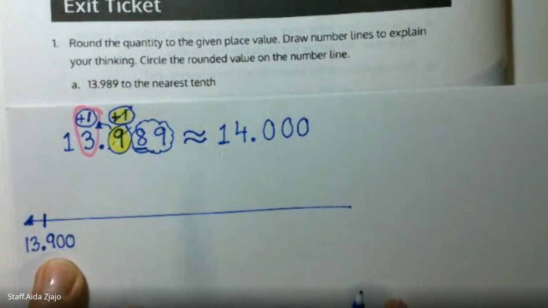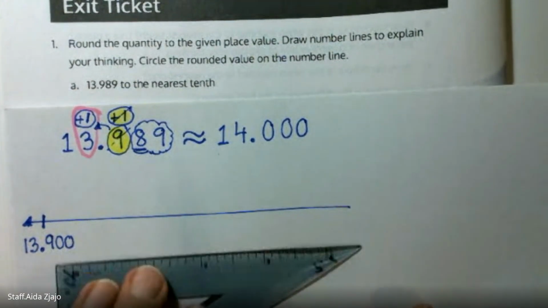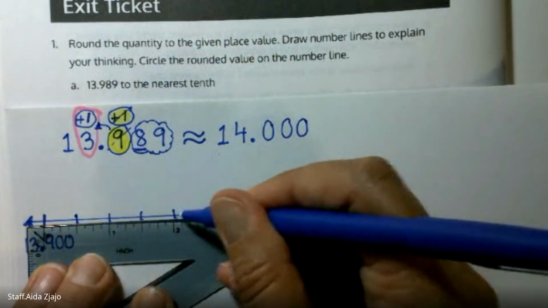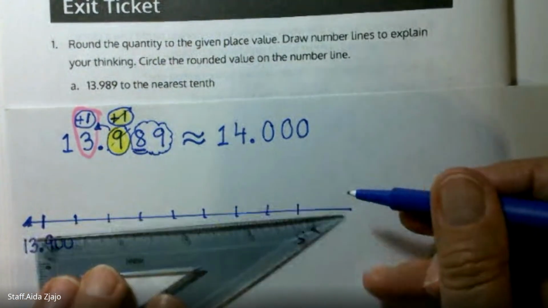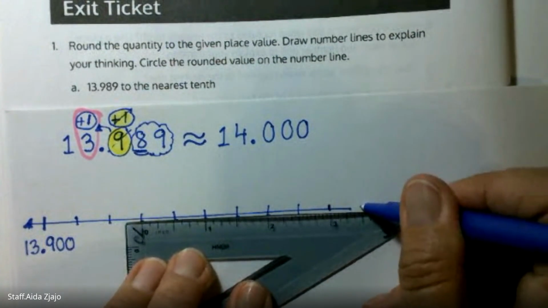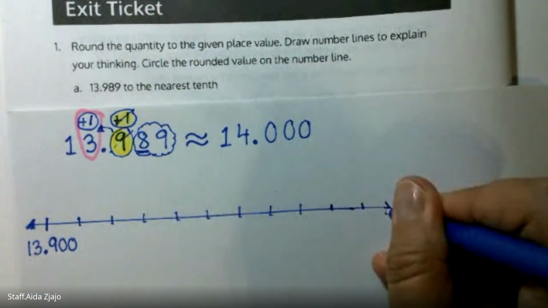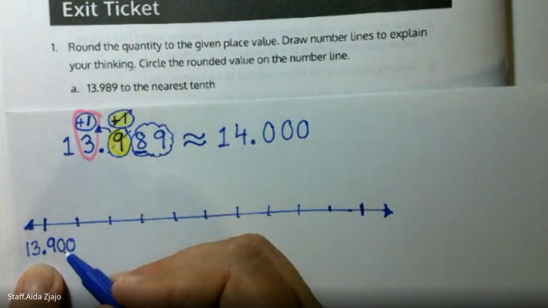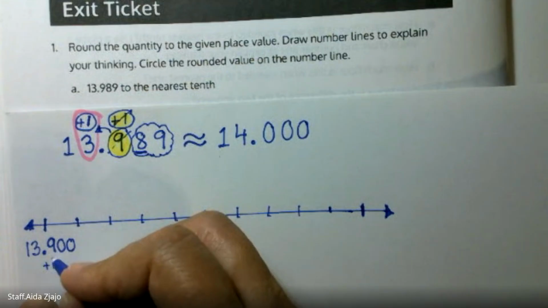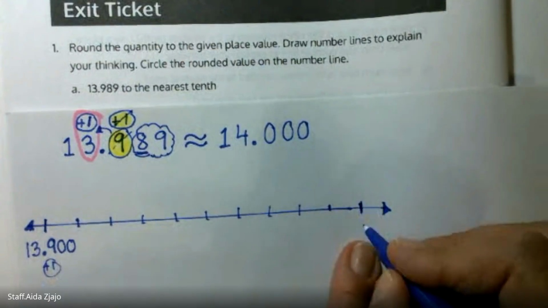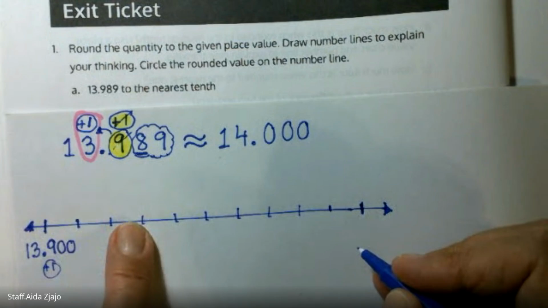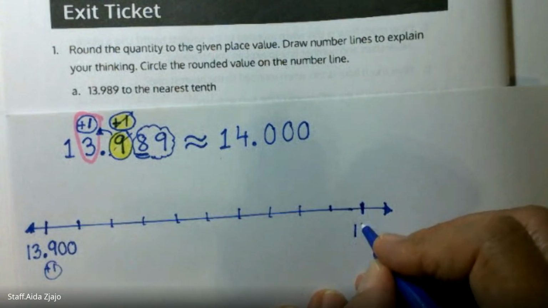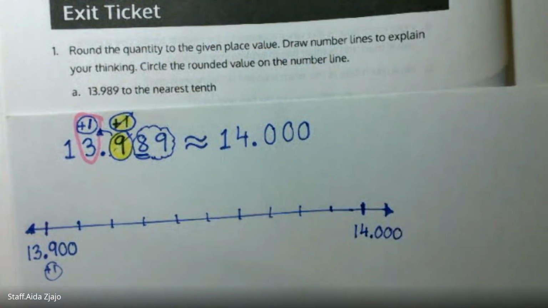Now I'm going to use the rest of this to try to make 10 equal parts. So let's see if I can make 1, 2, 3, 4, 5, 6, 7, 8, 9, 10. Okay. So here is 13 wholes and 9 tenths. If I add one more tenth, guys, then I will have at the end 14. Let me see if I have enough space. 1, 2, 3, 4, 5, 6, 7, 8, 9, 10. So one more tenth would give me 14 wholes.